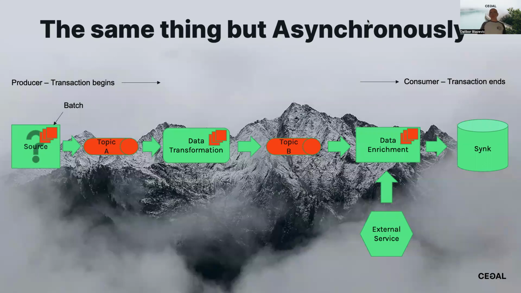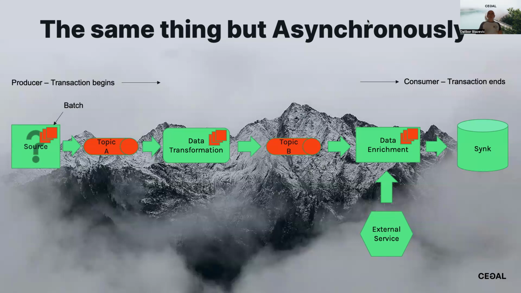Let us now see the same scenario, but asynchronously. In the asynchronous world, things get far more complex. Why? First of all, because of the transaction boundaries. Usually the same process that initiated the transaction is not the same process that is going to end the transaction. The process that initiates the transaction is usually a producer, and the process that ends the transaction is a completely different process. It's called a consumer. So you can see the transaction boundaries are now set in an asynchronous fashion.